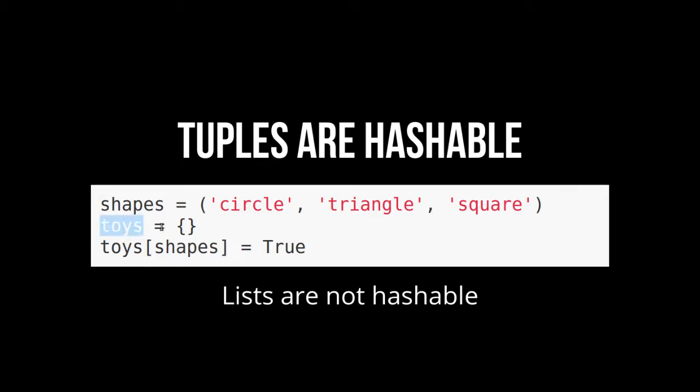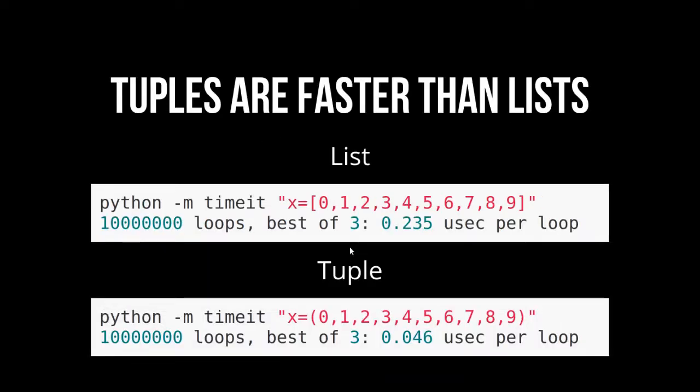And we're going to create a dictionary called toys, and we can actually use the shapes, this here, as a key. So that's what we're talking about, that it's hashable, and in this instance, the simplest way to demonstrate that is as a key to a dictionary. So hopefully that makes sense.